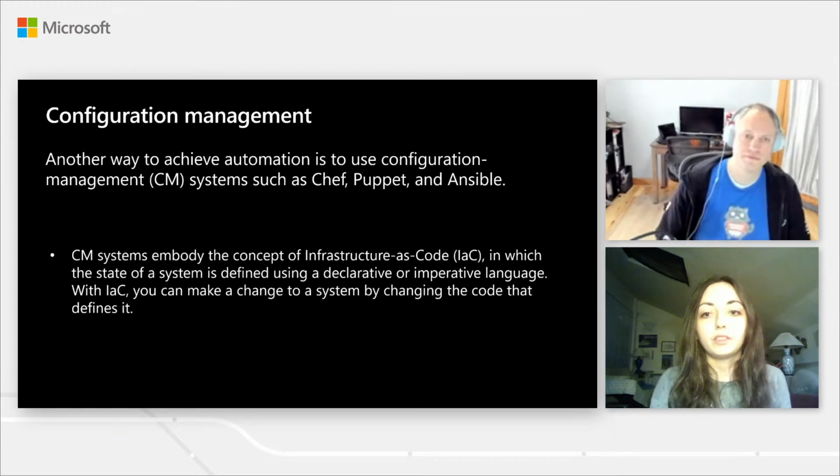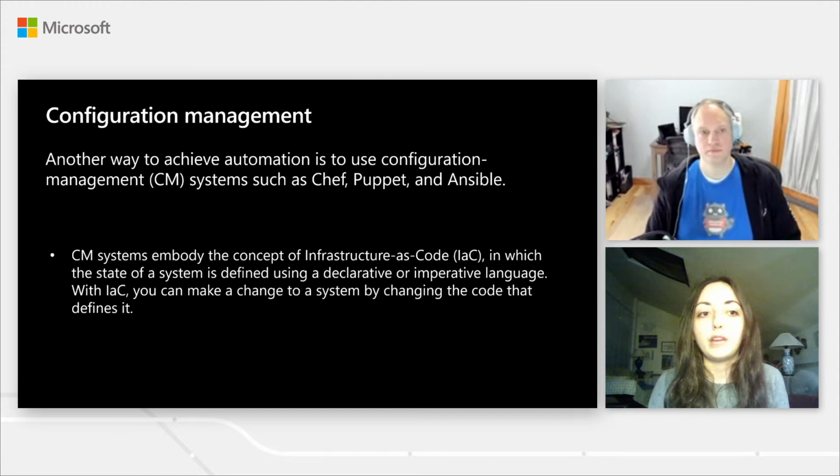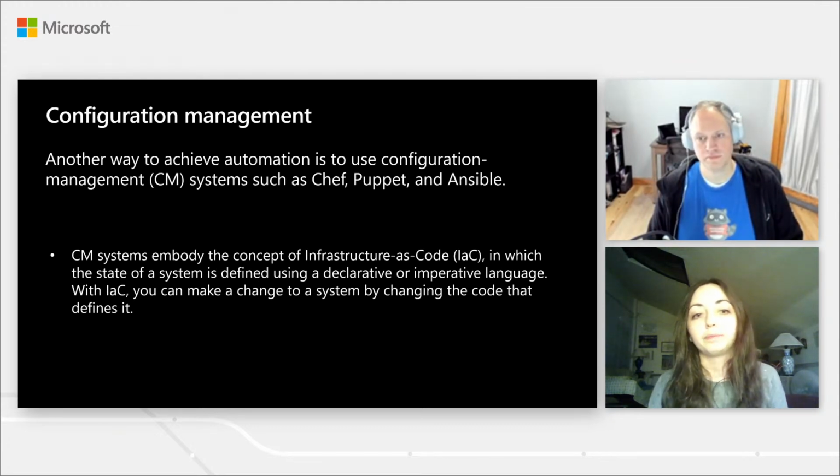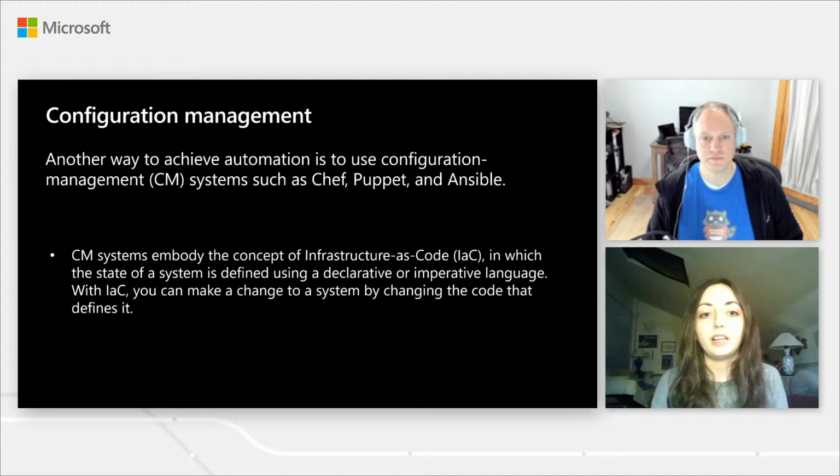Another way to achieve automation is to use configuration management systems such as Chef, Puppet, or Ansible. Configuration management systems incorporate the concept of infrastructure as code, in which the state of a system is defined using a declarative or an imperative language. With infrastructure as code, you can make a change to a system by changing the code that defines it.